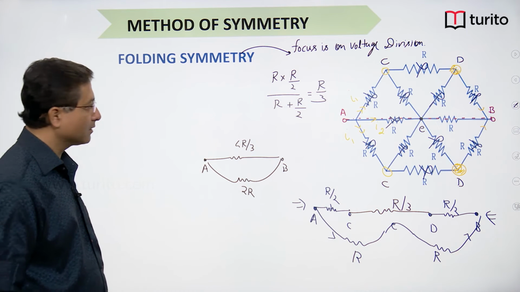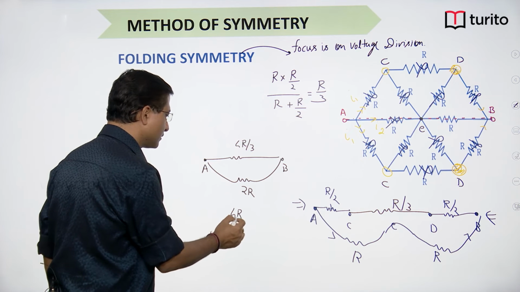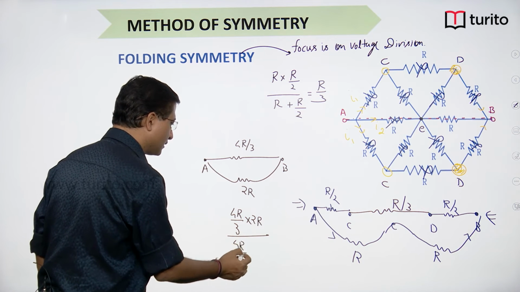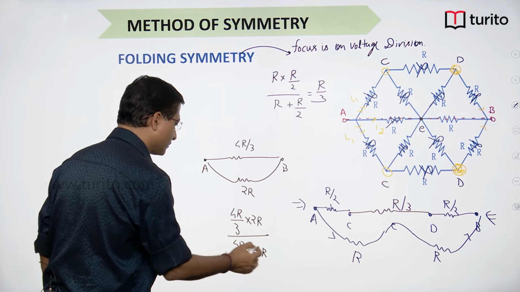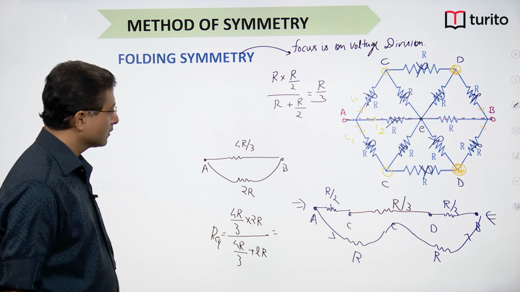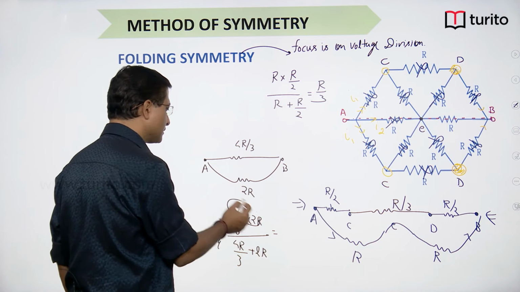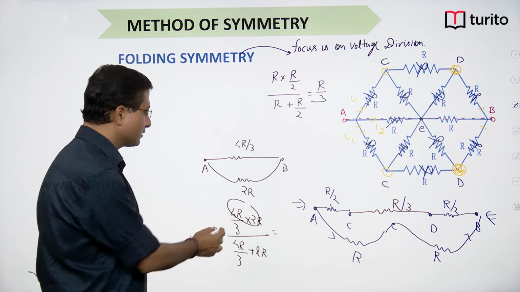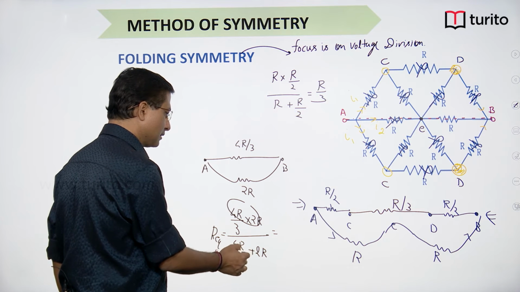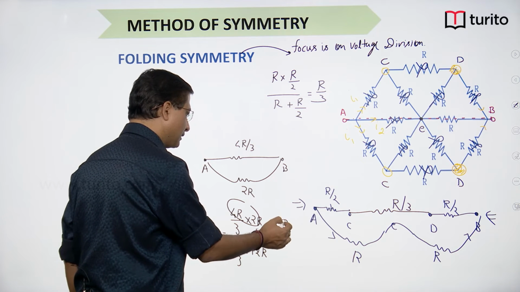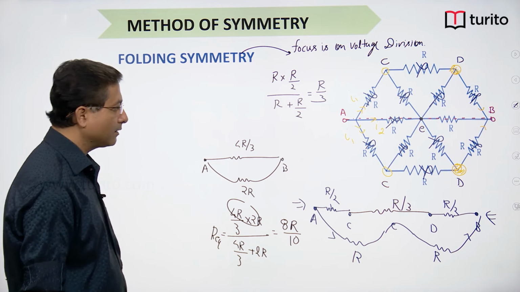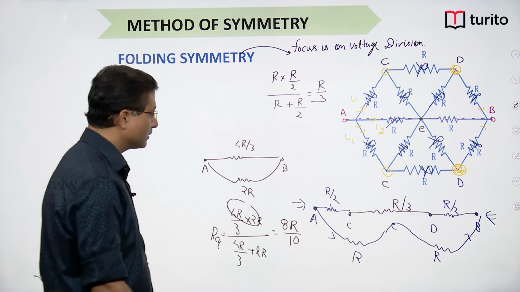They are connected in parallel. So, 4R by 3 into 2R divided by 4R by 3 plus 2R. So, what we are getting? This is 8, 3 will get cancelled out, and this is 10. Okay. So, 8R by 10 I can see, that means 4R by 5.